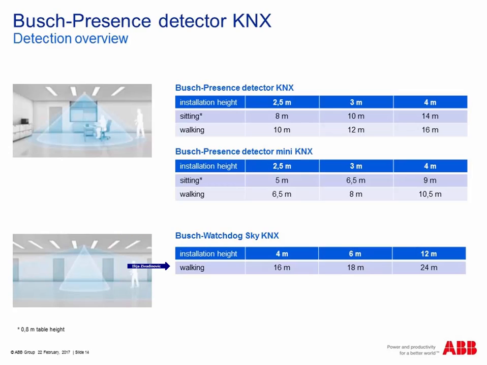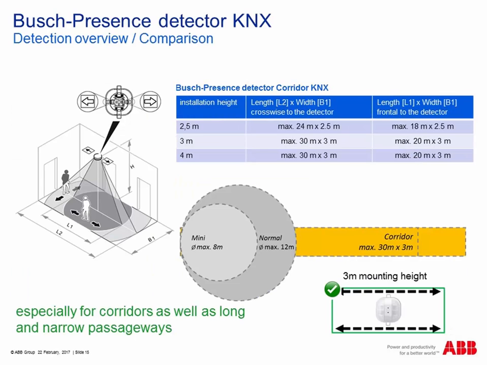Here we are talking about walking, and the typical installation is 12 meters with a detection range of 24 meters. A little bit different is the Busch presence detector corridor KNX.